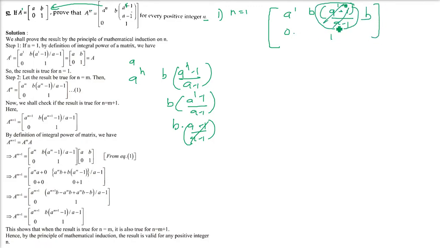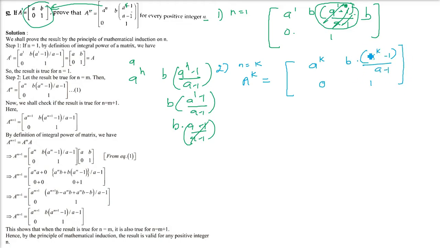So this is true for n equals 1, and this is the first step in any mathematical induction. It should be true for n equals 1. Now let us assume, as we did in the previous question, that this is true for n equals k. So this is [[a^k, b(a^k minus 1)/(a minus 1)],[0, 1]], and we assume it to be true. Using this, if we can prove that this is true for n equals k plus 1, this will be true for every positive integer n.